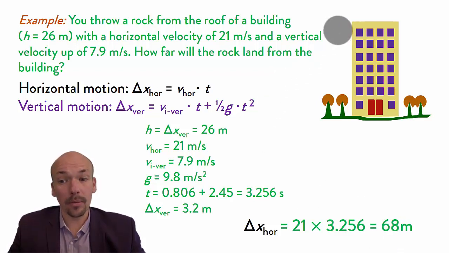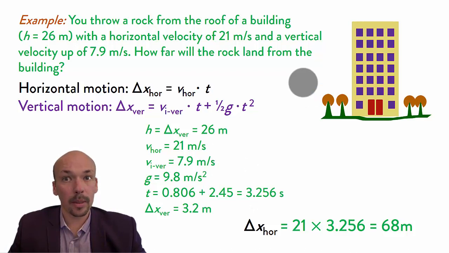So the rock will go first 0.806 seconds up, and it will gain a vertical height of 3.2 meters. Then it will fall down to the ground in 2.45 seconds, so the total motion is 3.256 seconds. And if you multiply that with the horizontal speed, which was constant, 21 meters per second, we have 68 meters further from the building where the rock fell on the ground.